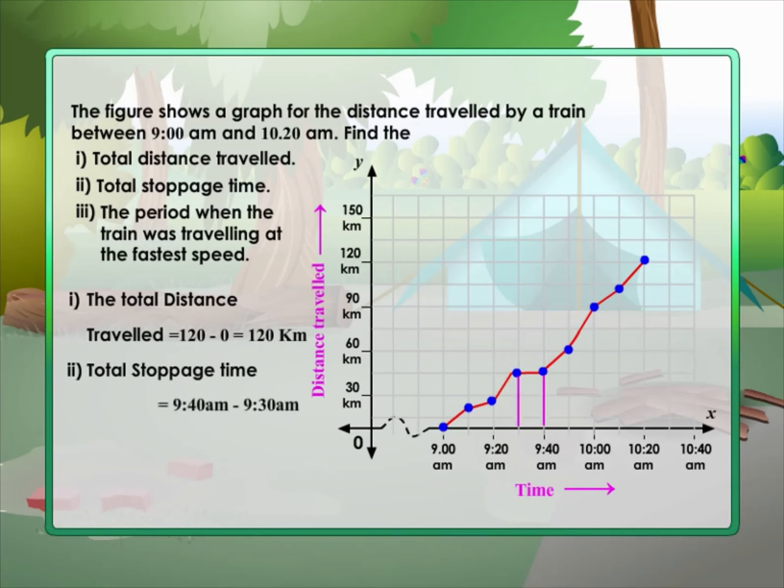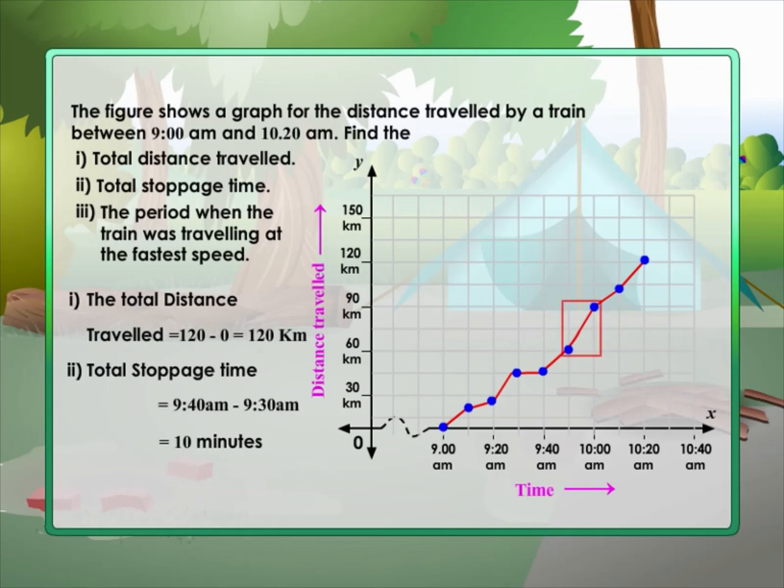That is 9:40 a.m. minus 9:30 a.m. is equal to 10 minutes. Observe the graph. The train stops only one time during the journey. Therefore, the total stoppage time is 10 minutes.